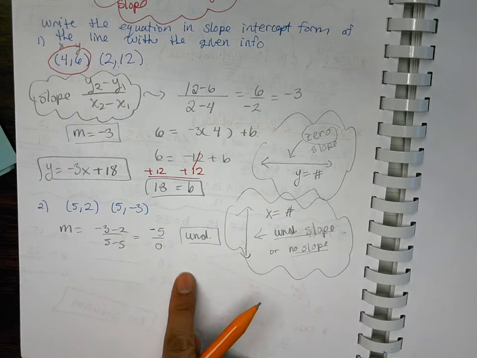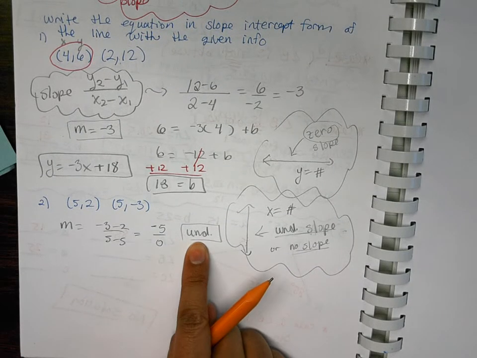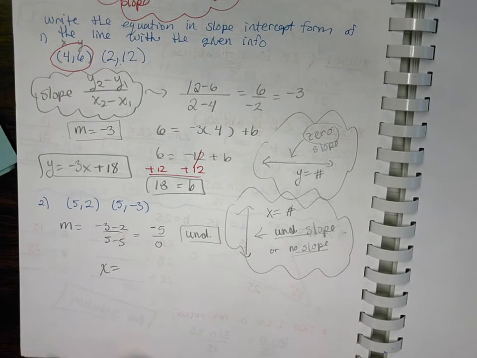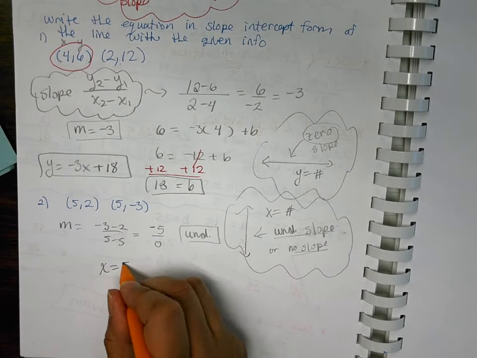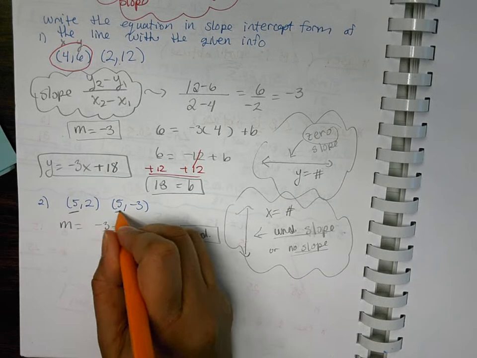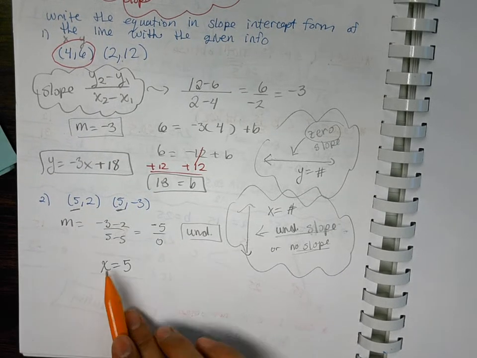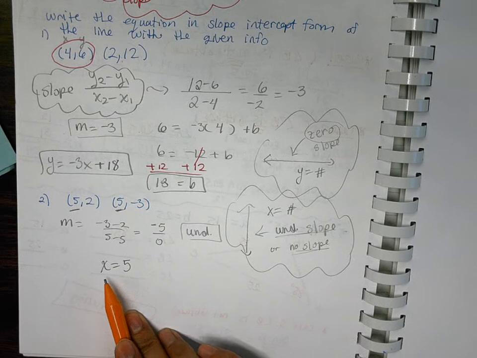Okay, so in this case, what are we going to have? If my slope is undefined, x equals a constant or y equals a constant? X. And x equals what constant in this case? How did you know it was 5? Tells us in both cases x is 5. Can you see that if x is constant, then x must equal 5? All right.